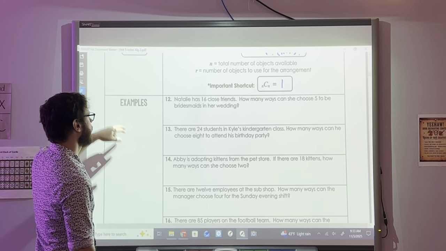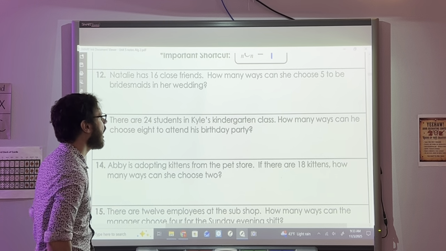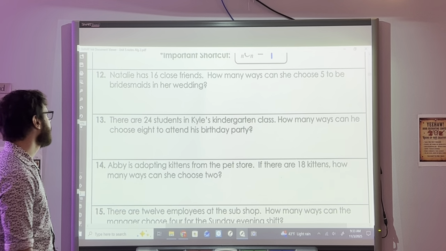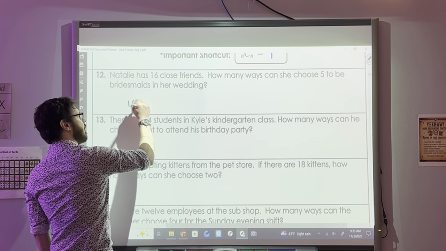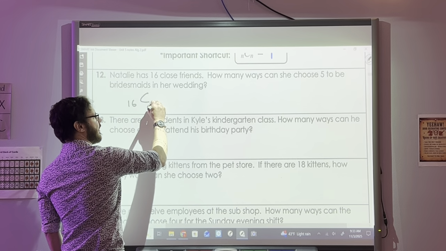All right, Natalie. Natalie has 16 close friends. How many ways can she choose 5 to be bridesmaids in her wedding? 16 friends. She's going to choose 5 of them.